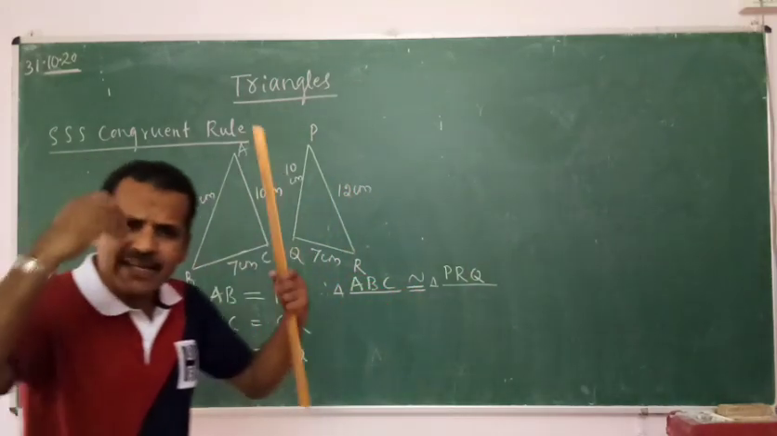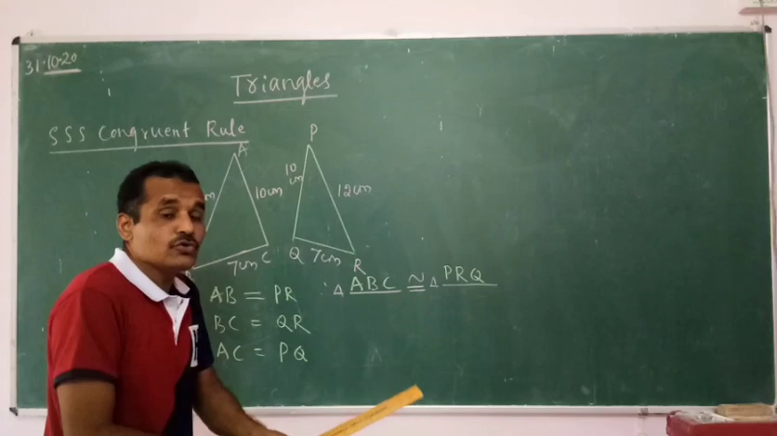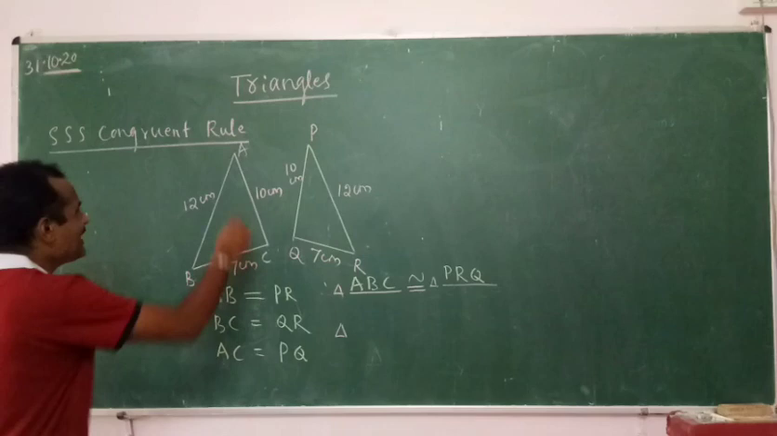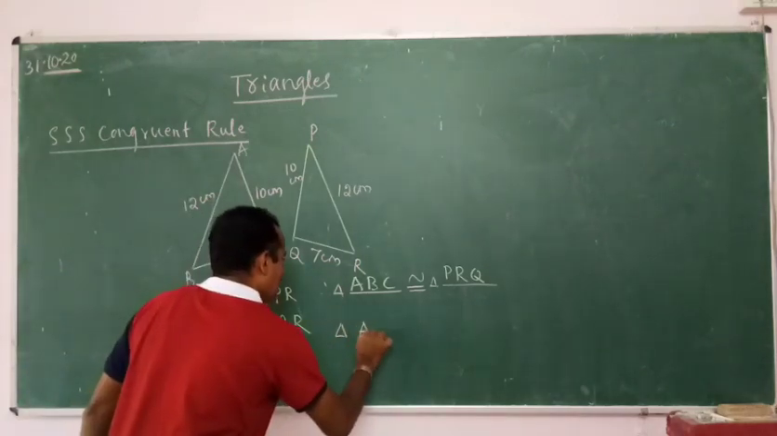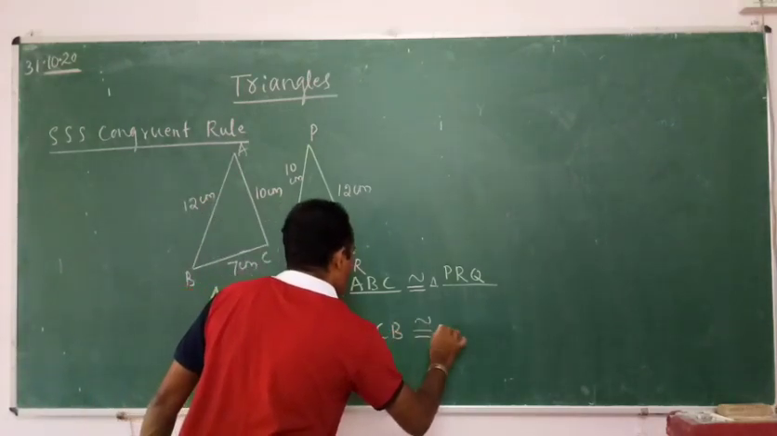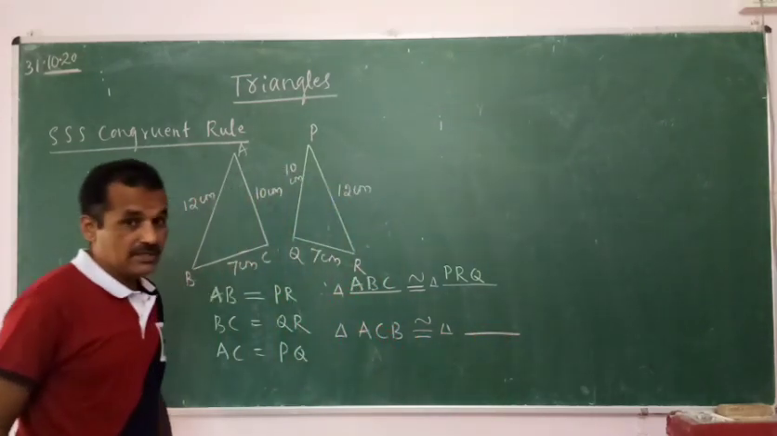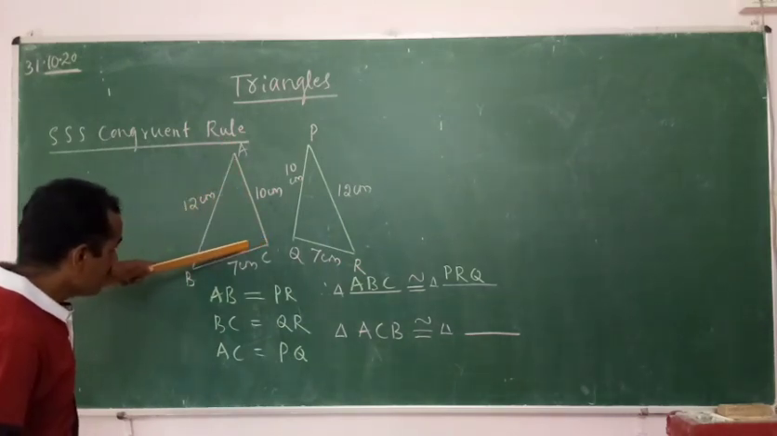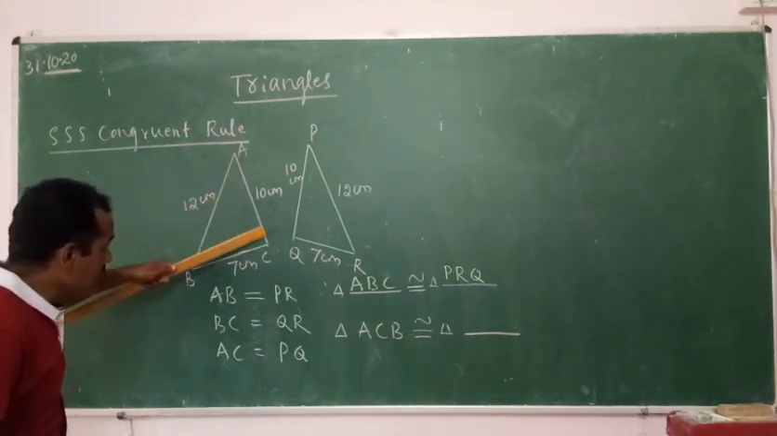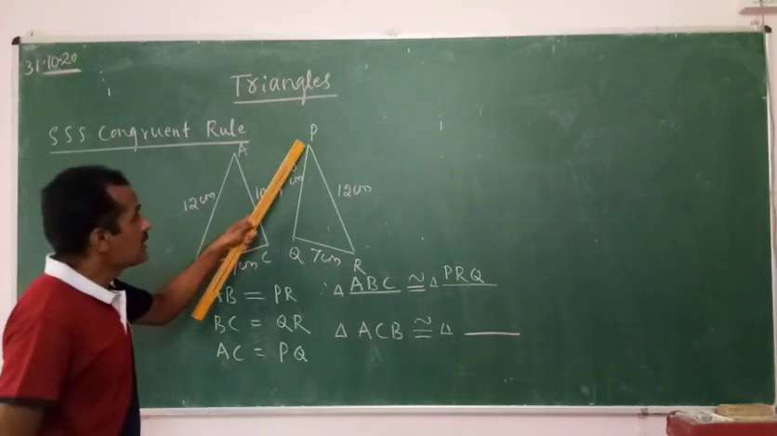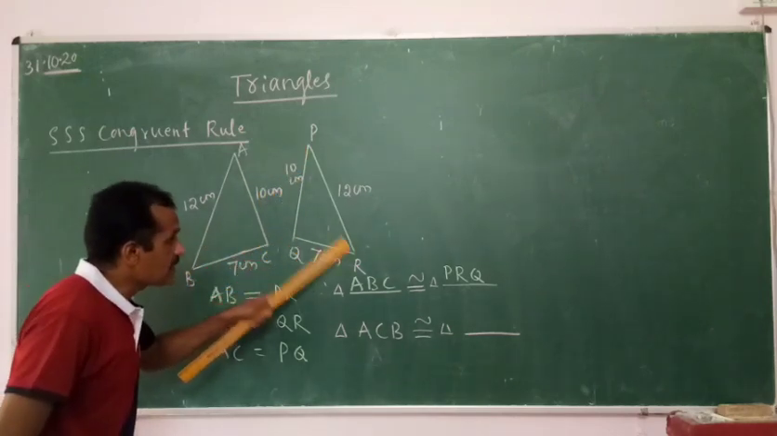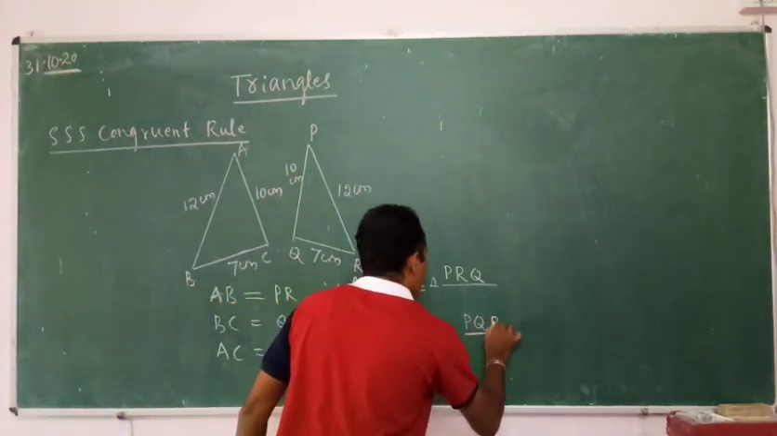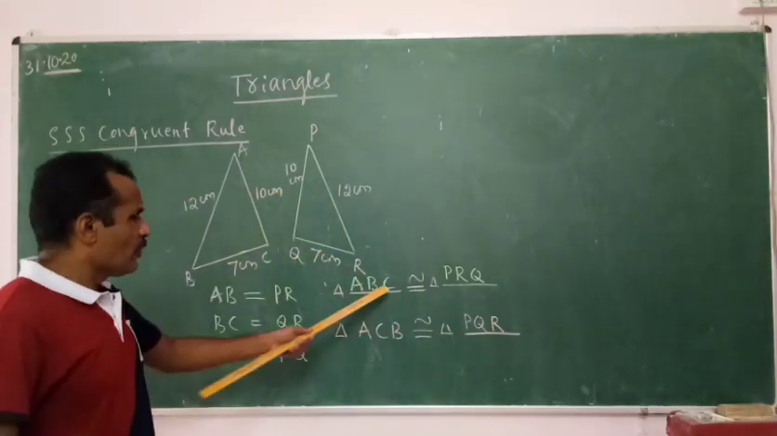You can write in any way. My dear children, I will show you how it can be written once again, in a different way. Can I write it as triangle ACB? ACB is congruent to triangle dash. See, ACB means 10 centimeter to 7 centimeter. See here, 10 centimeter to 7 centimeter, PQR. Triangle PQR. Anyway, you can write, but don't write all.